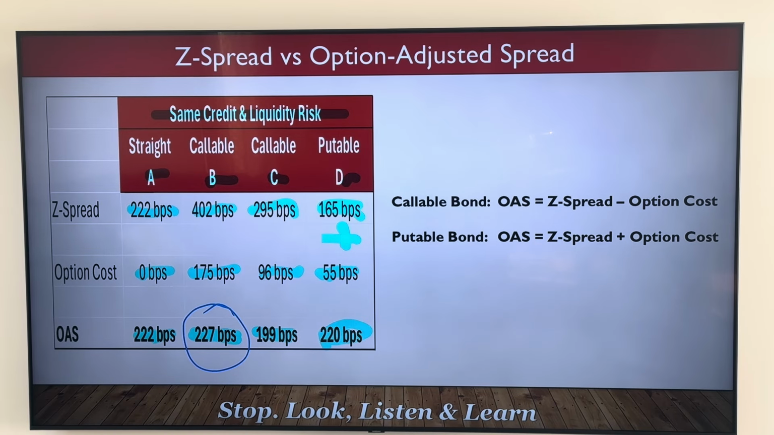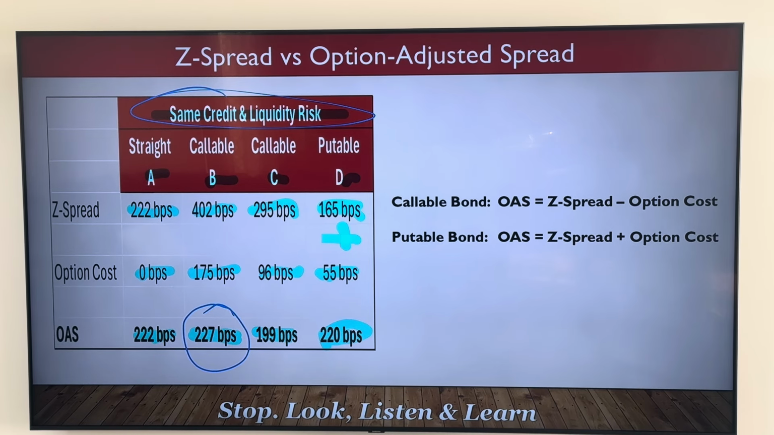Now note that bonds A, B, and C are the same in terms of credit risk and liquidity risk. So if the risk of the bond is the same, then what you want to do is maximize the compensation or the return you would get by taking on that amount of risk. And you'll maximize that by investing in bond B, because you get a return of 227 basis points above the yield for a risk-free bond. And so that's how you likely will see this on the exam.